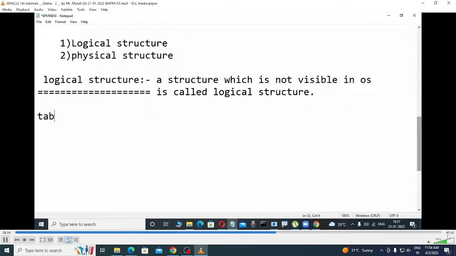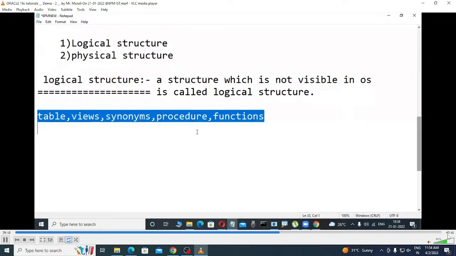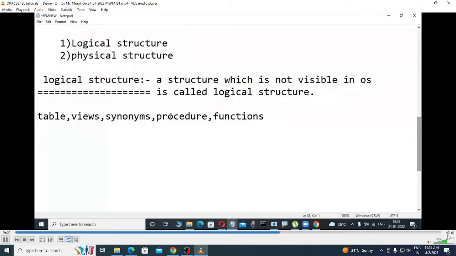That logical structure contains tables in Oracle, or SQL Server, or MySQL. Views are there, synonyms are there, indexes are there. These are all database objects. So many things are there. Procedures are there, functions are there, triggers are there, packages are there. These are all logical related, the logical structure. That is not visible in the operating system. Whatever courses we are learning, so many objects are not in the operating system.